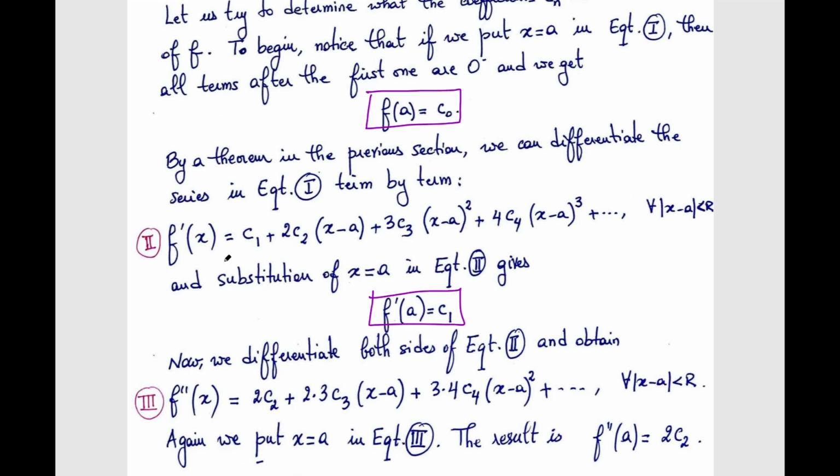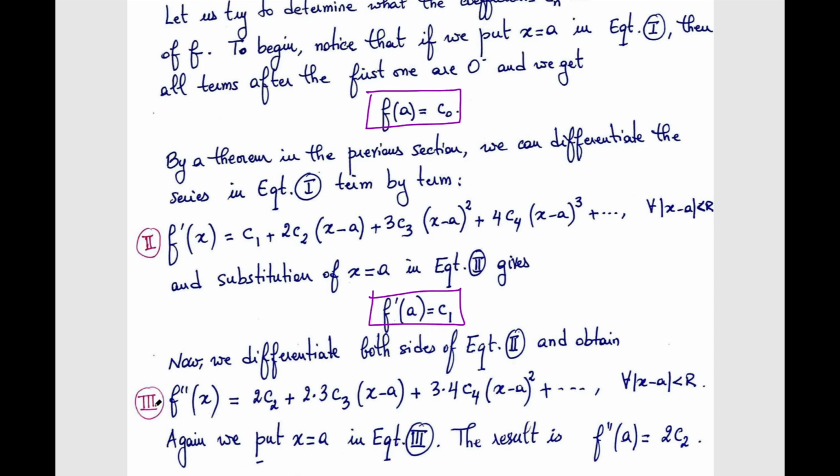And on the right side, I'm differentiating term by term because of that theorem we just alluded to. So the derivative of this is 0. The derivative of this is 2c2. Derivative of this is 2 times 3 c3 (x minus a), and so on and so forth. And again, if you differentiate, don't forget the radius of convergence remains the same.